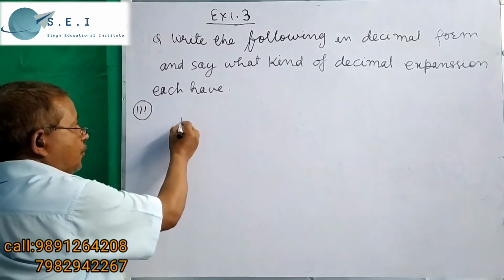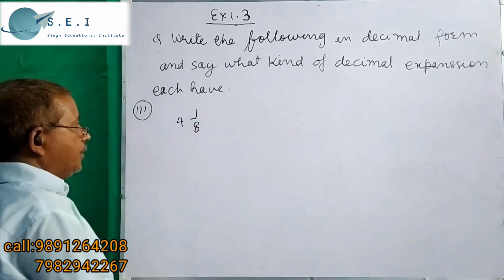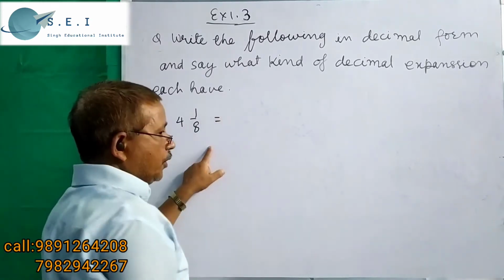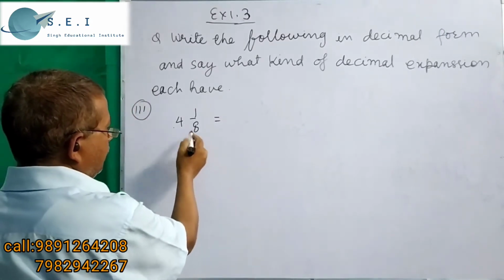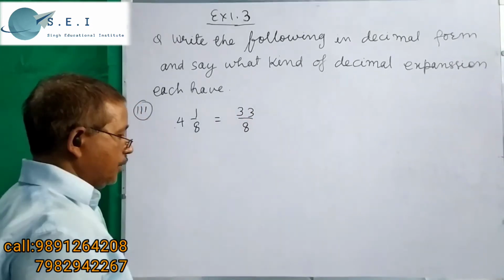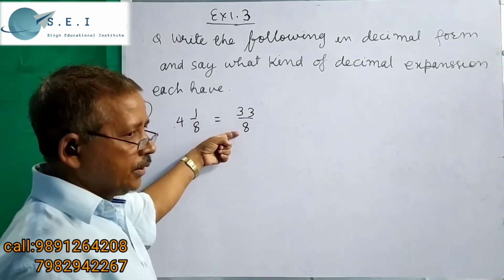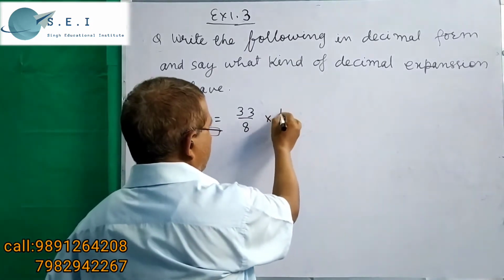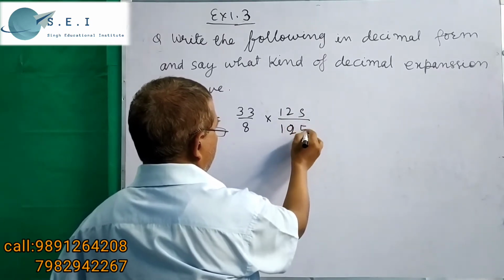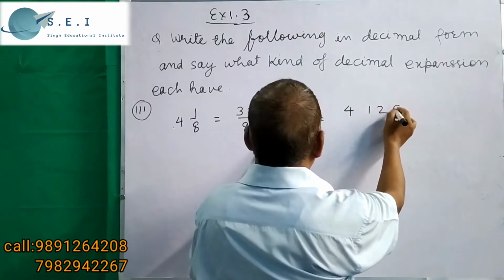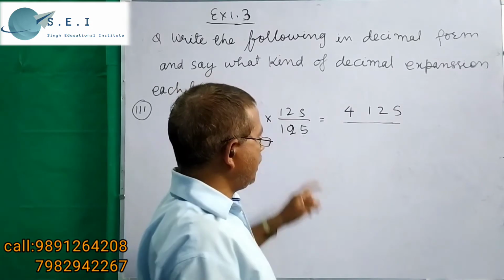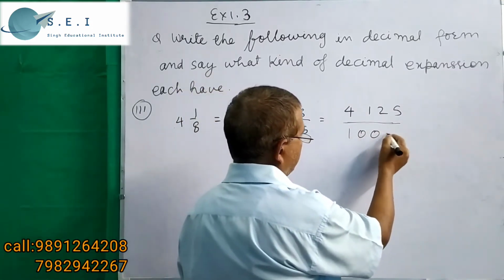Now the third part is 4 and 1 by 8. This can first be brought into an improper fraction, which is 8 multiplied by 4, 32, plus 1, 33 divided by 8. Now we can multiply numerator and denominator by 125 to get 4125. Here 8 multiplied by 125 is 1000.